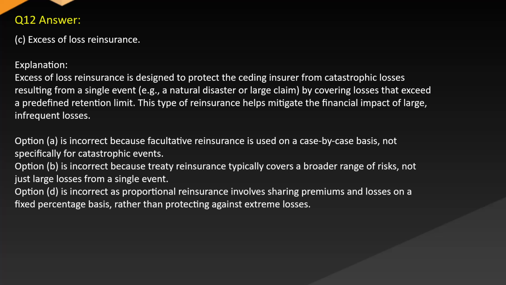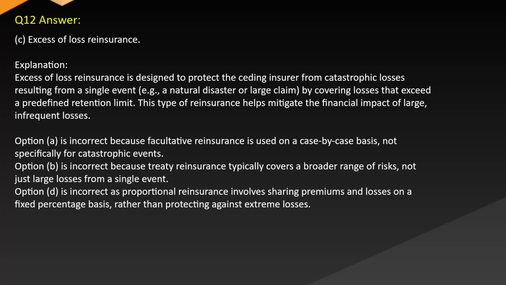Answer: C. Excessive loss reinsurance. Explanation: excessive loss reinsurance is designed to protect the ceding insurer from catastrophic losses resulting from a single event, e.g., a natural disaster or large claim, by covering losses that exceed a predefined retention limit. This type of reinsurance helps mitigate the financial impact of large and frequent losses.